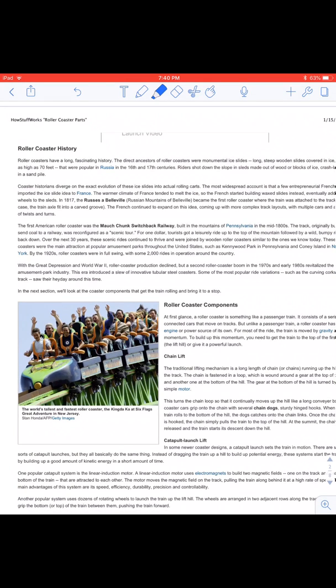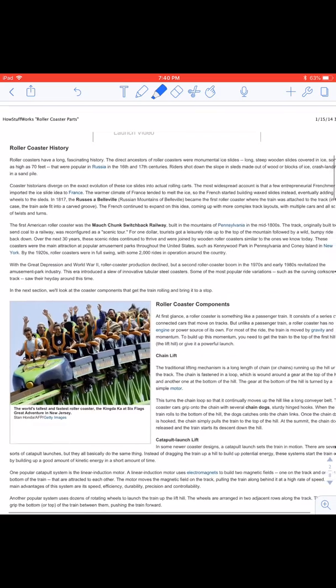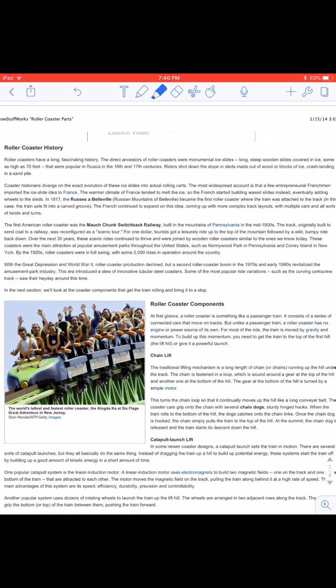Roller coaster history. Roller coasters have a long, fascinating history. The direct ancestors of roller coasters were monumental ice slides, long, steep wooden slides covered in ice as high as 70 feet that were popular in Russia in the 16th and 17th centuries. Riders shot down the slope in sleds made out of wood or blocks of ice, crash landing in a sand pile.